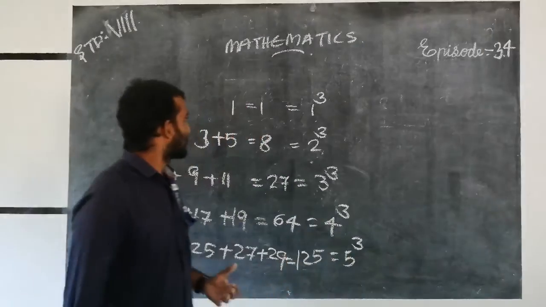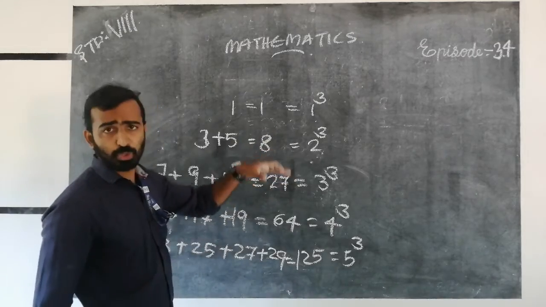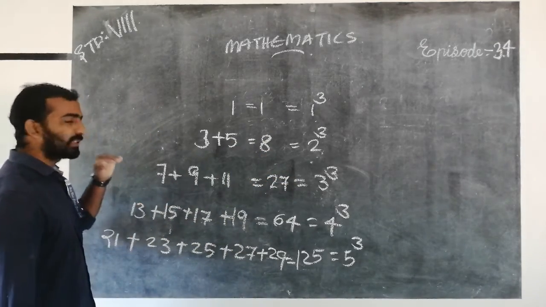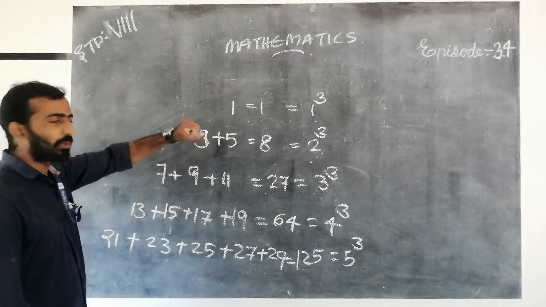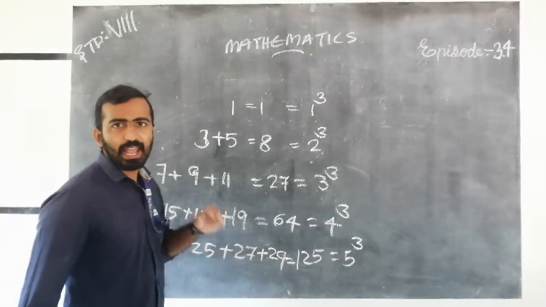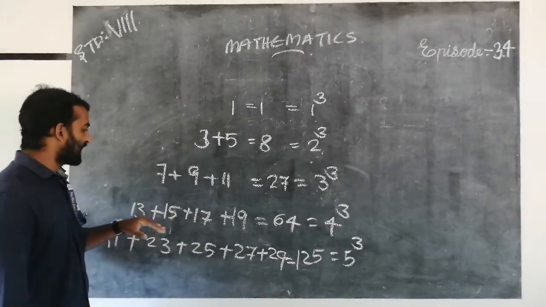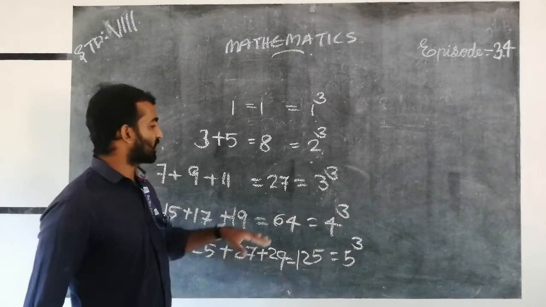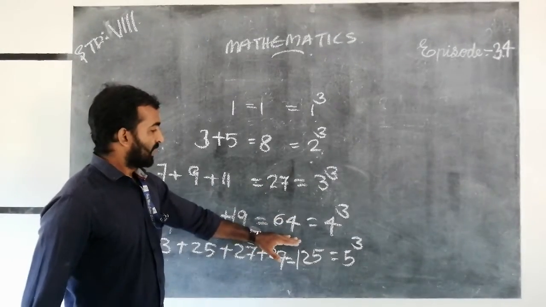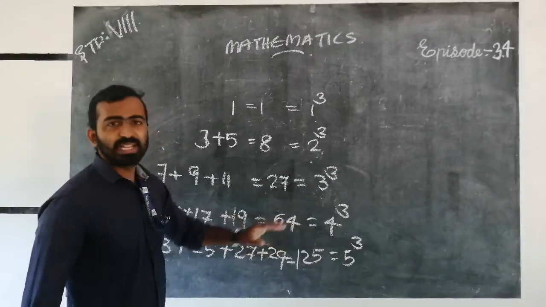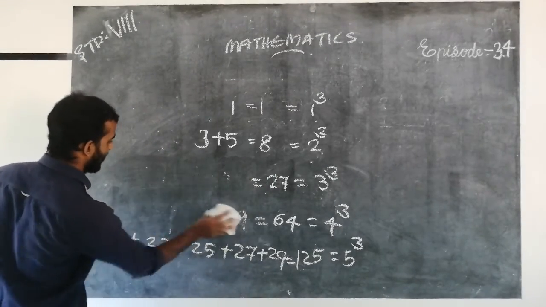The interesting pattern is this: 1 equals 1 cube, and 3 plus 5 equals 8, that is 2 cube. We are adding consecutive odd numbers. 3 and 5 are consecutive odd numbers, and next 7, 9, 11 are also consecutive odd numbers. And 13, 15, 17, 19 are also odd numbers, and we get 64, that is 4 cube.